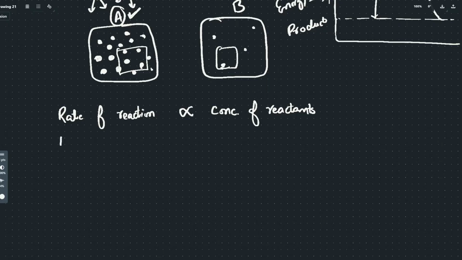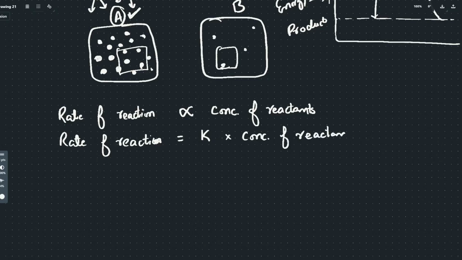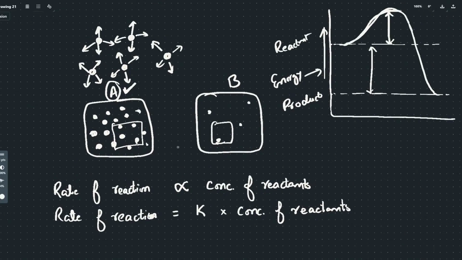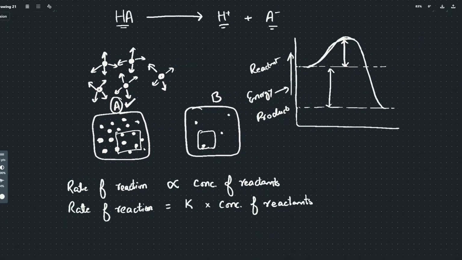So actually there is a constant for this. If we write it in terms of equality, we can write rate of reaction is equal to some constant multiplied by concentration of reactants. And this constant is some inherent property of that specific reaction. I hope you get the point. And of course it also depends upon the environment, but we will not go deep into the chemistry.